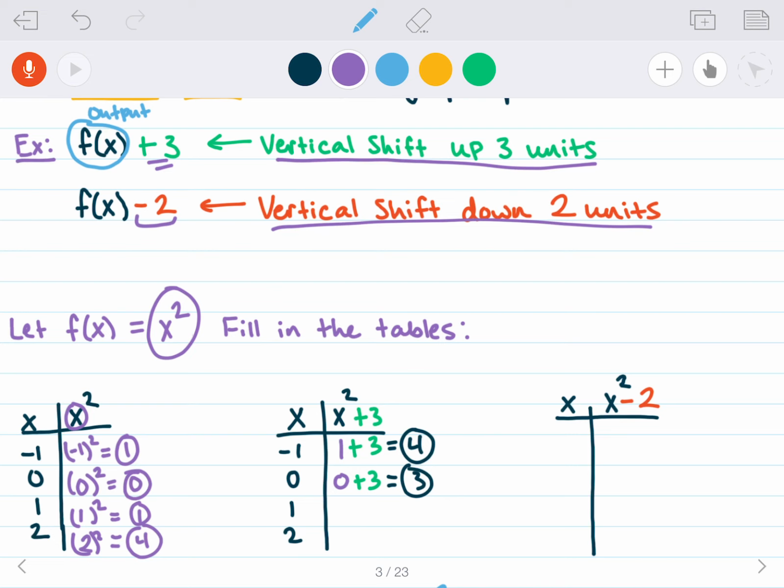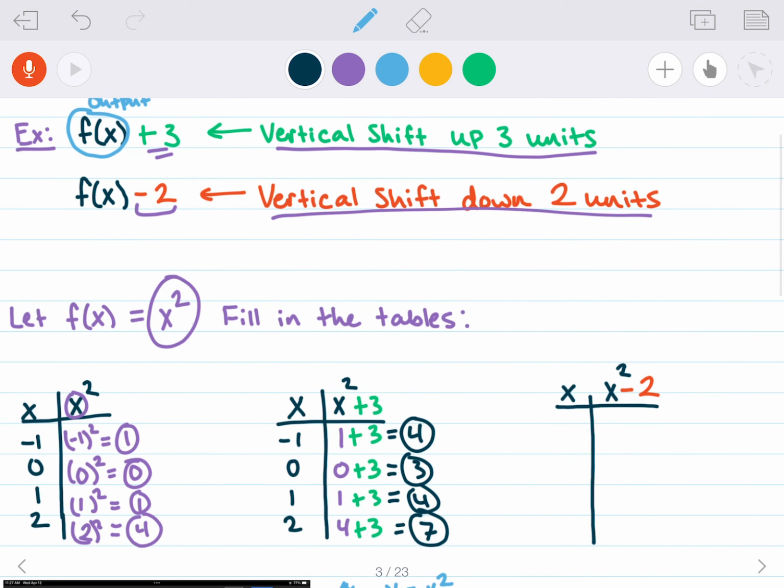Same thing here. My original output for 1 was 1. Add 3 to it and get 4. My original output for 2 was 4. Add 3 to it, and I get 7. Okay, so these are my new transformed points: -1, 4; 0, 3; 1, 4; 2, 7.